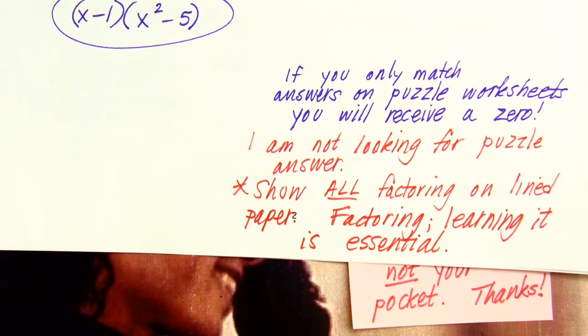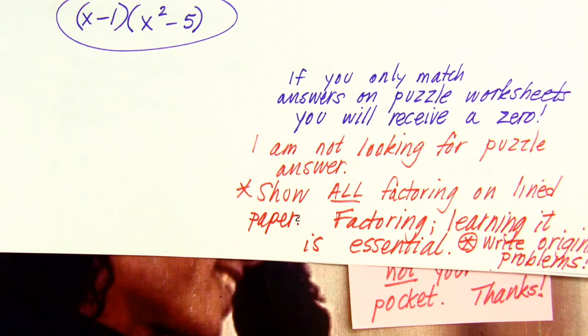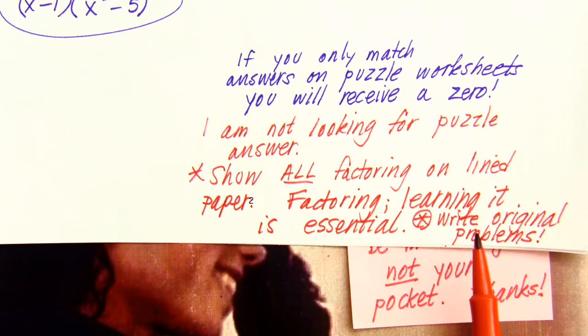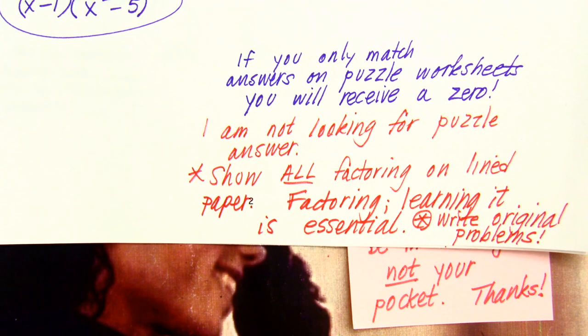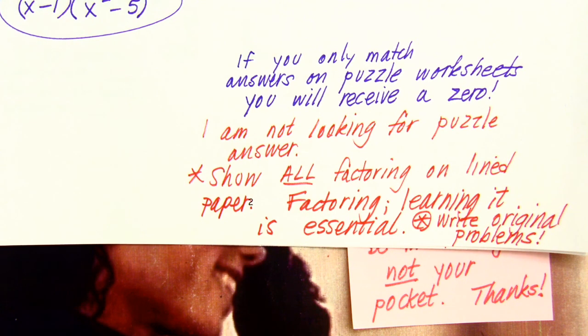And one last thing, you need to write the original problem down. Write original problems. Not just the answers, okay? So I want you, on lined paper, I want you to write the original problems down. Give me the original problem and then show me how it factors. Because sometimes, unless it's factoring by grouping, sometimes the factoring is just one step. So I want to see the original problem, okay? Lined paper. Please make a note of it. Again, if you just give me the puzzle answer, it's got to be a 0.